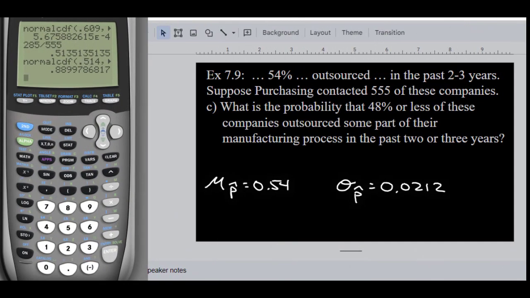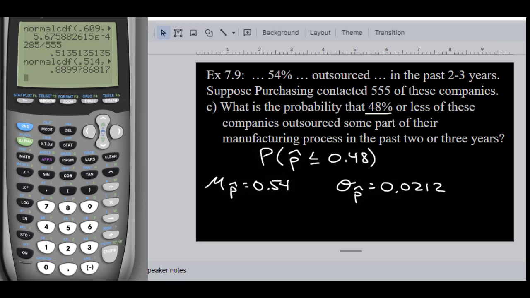Then for part C, it says, what is the probability that 48% or less of these companies outsource some part of their manufacturing? Well, this time it's actually easier because we don't have to find the p hat value. They're just telling us we want p hat to be less than or equal to 0.48.